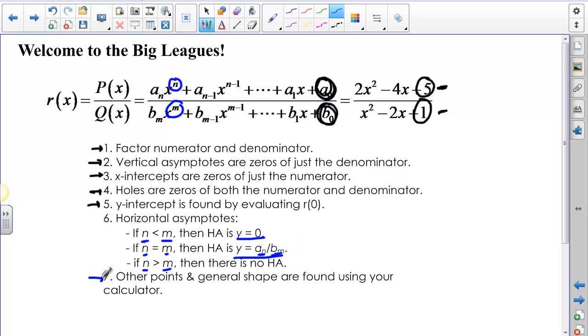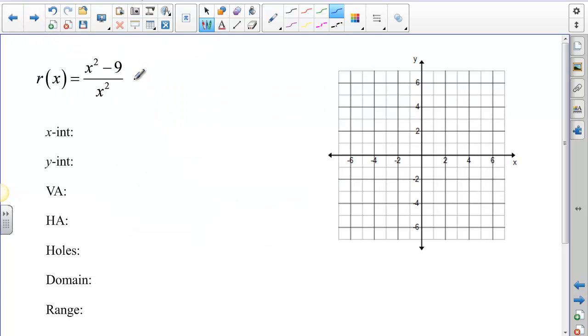Finally, we're going to look at the graph on our calculator to find the general shape and any other points, along with helping us find the domain and range of the graph. So let's get into a couple examples. The first one here is r of x equals x squared minus 9 over x squared. As I said first, we want to factor the top, which is x plus 3 and x minus 3. And we want to factor the bottom, which is just x squared. We can't do anything else with that.